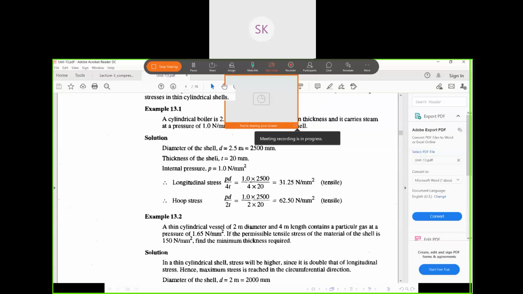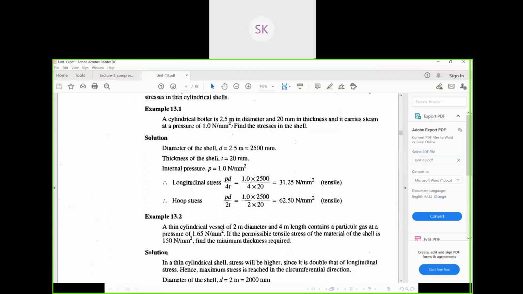I'm sharing my screen once again. Is the screen visible? Please respond. Okay, screen is not visible now. Example 13.1, a cylindrical boiler is 2.5 meters. Visible? Yes, ma'am. Now it's visible. Okay, thank you.